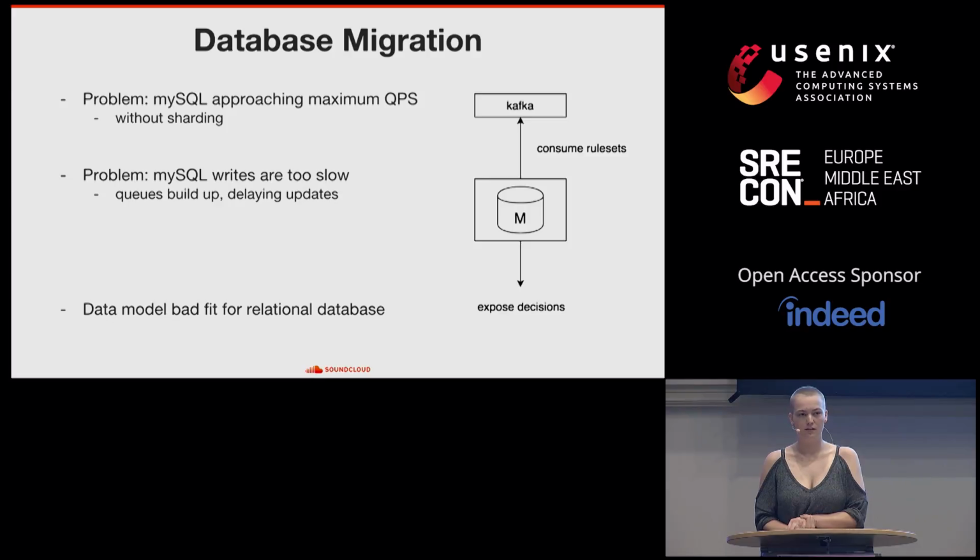So this is a critical service that gets tens of thousands of requests per second, which each fan out by an order of magnitude in the database. And we had a couple of problems. So we had MySQL. Oh, yes, I should explain what the system does first. This system consumes something called rule sets from Kafka, which is a queue, stores them in MySQL, and then exposes decisions based on the rule sets for SoundCloud tracks.